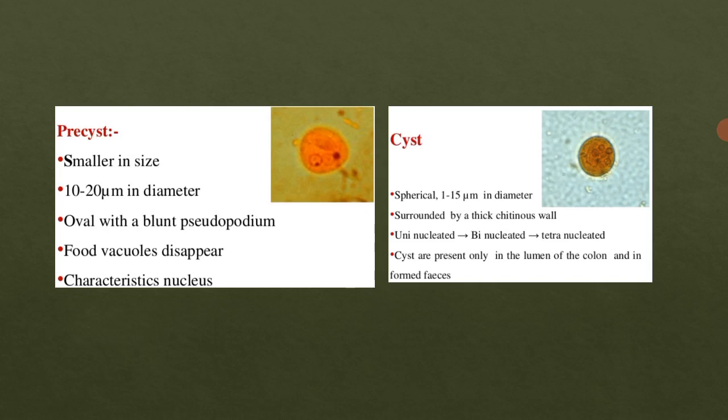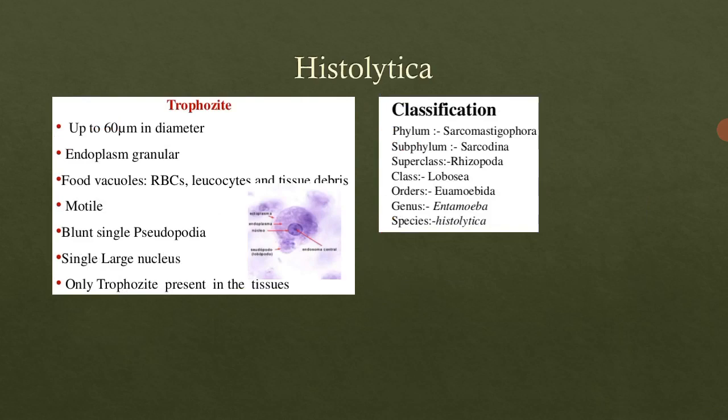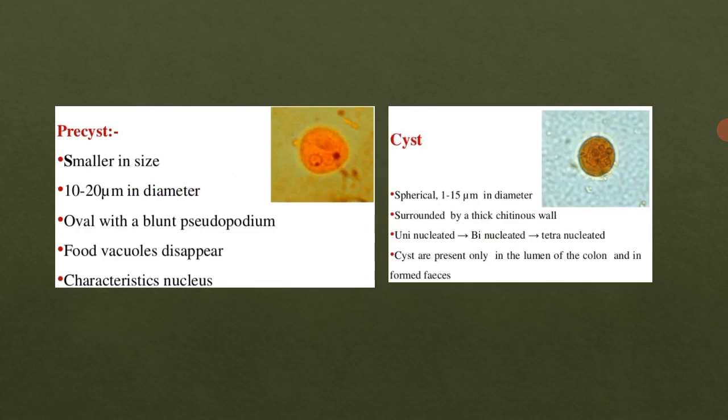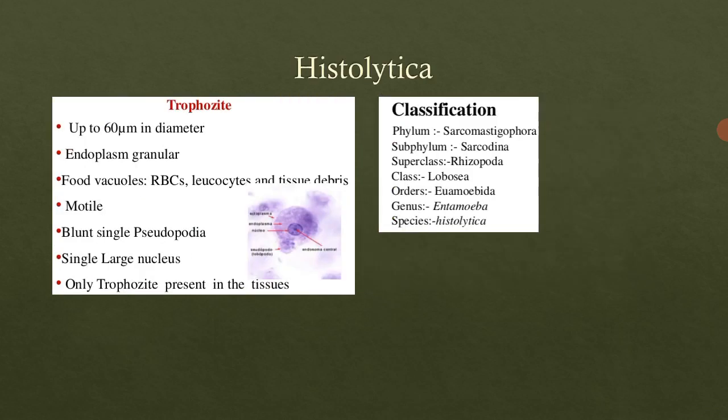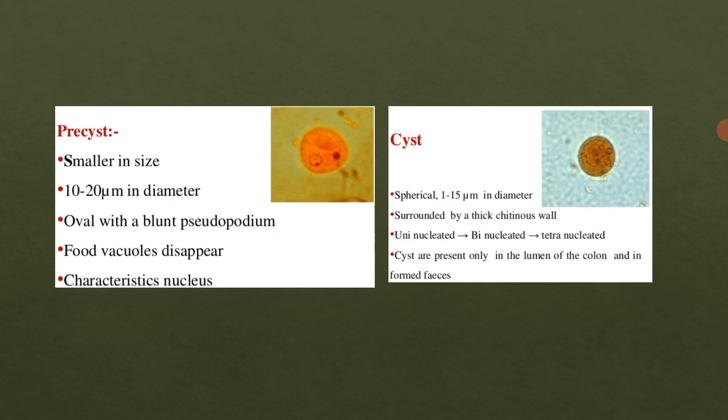We saw the first morphological form, the trophozoite. Now the second one is the precyst. In this picture, you can see the precyst is smaller in size compared to the trophozoite, 10 to 20 micrometer in diameter. It is oval shaped with a blunt pseudopodium. Its food vacuoles will disappear, and it has a characteristic nucleus.